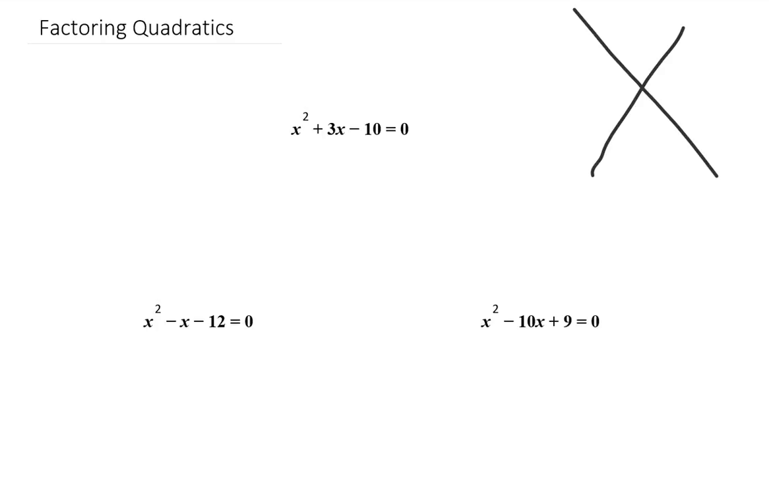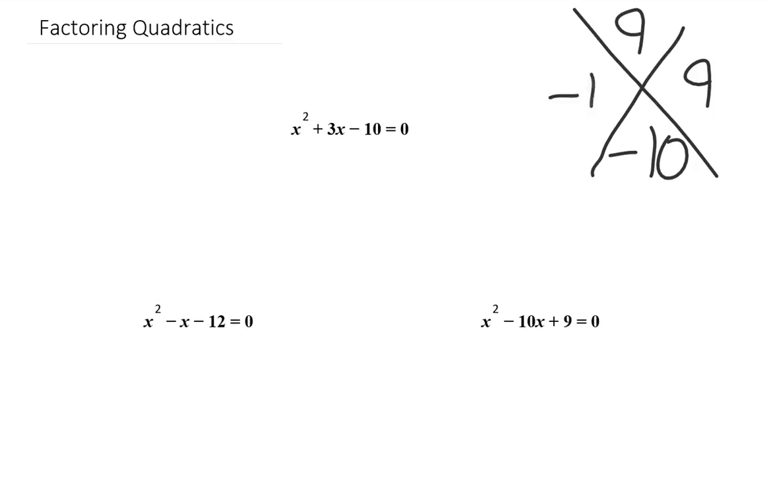So my A is a 1, my B is a negative 10, my C is a 9. So I'm going to put 9 up here. I'm going to put negative 10 down here. I've got to find two numbers that will multiply together to be 9. So I could use 1 and 9, or I can use 3 and 3. Since I've got to get a negative 10, I'm going to use 1 and 9. Positive 1 and positive 9 give me a positive 10.